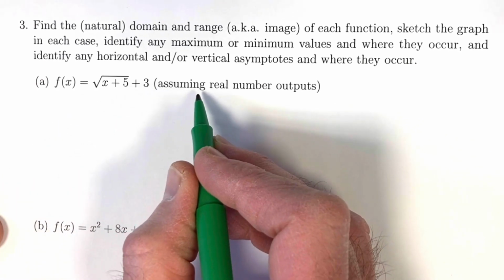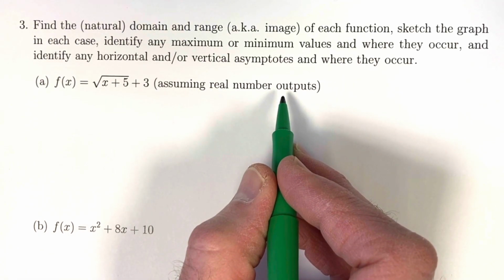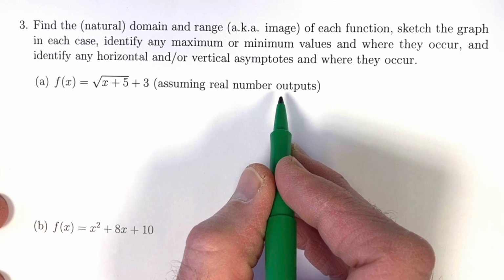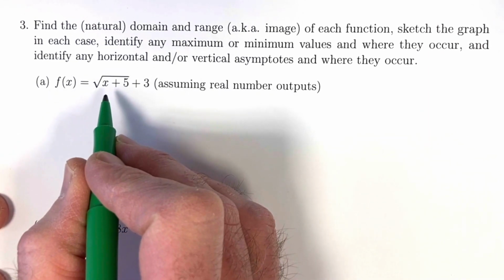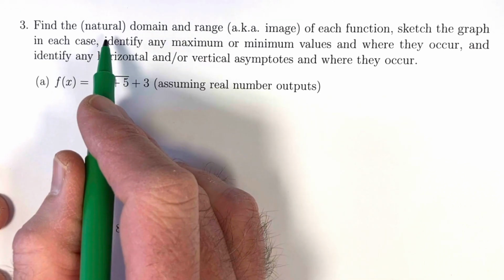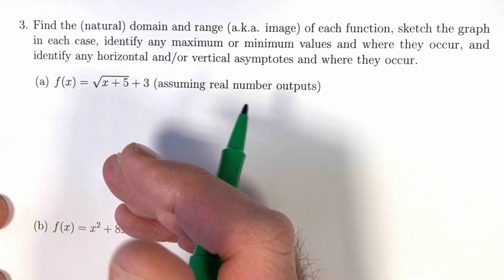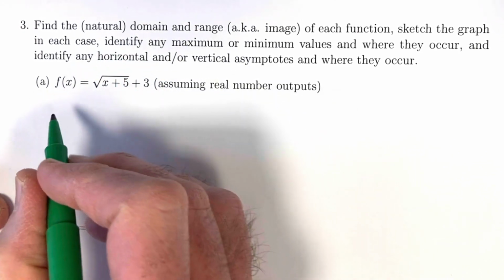We are implicitly assuming real number outputs, though I'm saying that here. In a pre-calculus class, that would be the implicit assumption. So we would say we're not allowed to take the square root of a negative number, and that helps you identify the so-called natural domain. We don't have to restrict the domain in some kind of unnatural way, is what the word natural means here.